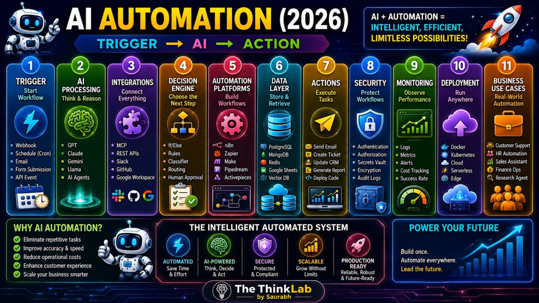Step two is the AI thinking and understanding. Now comes the brain, the AI. This is where tools like GPT, Claude, or Gemini come in. AI can understand text, analyze data, classify information, and make decisions. This is like a digital brain that processes the input.